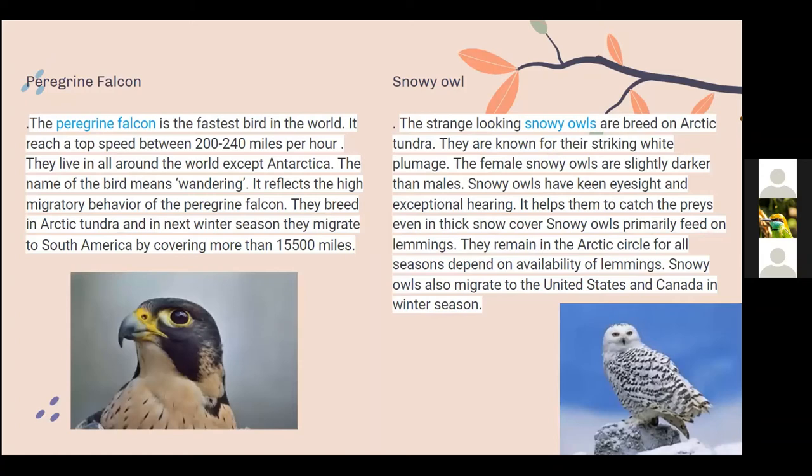The snowy owl is in the Arctic and Antarctica. So it is a little bit strange looking. They are known for their striking white plumage. The female snowy owls are slightly darker than males. Snowy owls have keen eyesight and exceptional hearing. It helps them to catch prey even in thick snow covers. Snowy owls primarily feed on lemmings. They remain in the Arctic Circle for all seasons, depending on the availability of lemmings. Snowy owls also migrate to the United States and Canada in winter season.